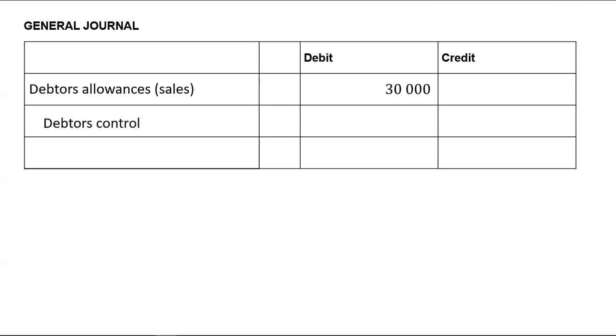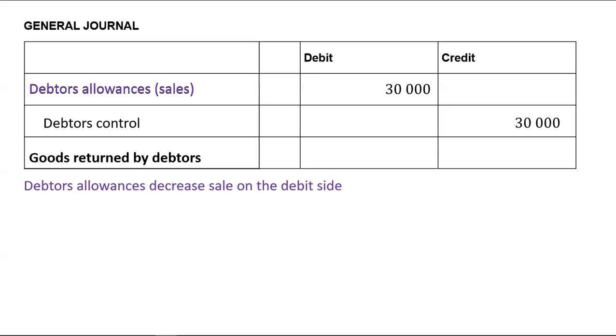This will also go under the debtors control column in the full general journal. Because I'm only using this portion of the general journal, I won't do the debtors control column. It will be recorded on the credit side of your debtors control column in the general journal, and these represent goods that were returned by debtors. Why do we debit debtors allowances? It's because debtors allowances represents a decrease of sales, which decreases on the debit side. Why do we credit debtors control?